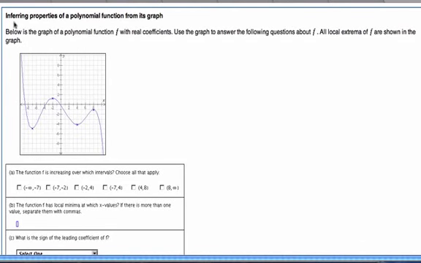In ALEKS, there's a topic called Inferring Properties of a Polynomial Function from its Graph. So they're going to give you a graph of a polynomial function with real coefficients. They're going to ask you a set of questions about the function, and they're telling you that all local extrema of f are shown in the graph.